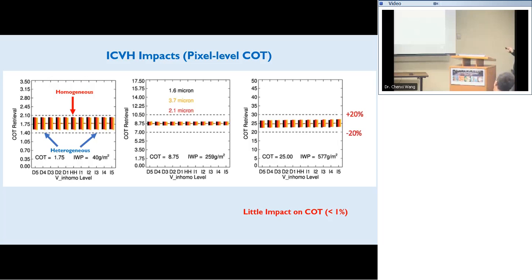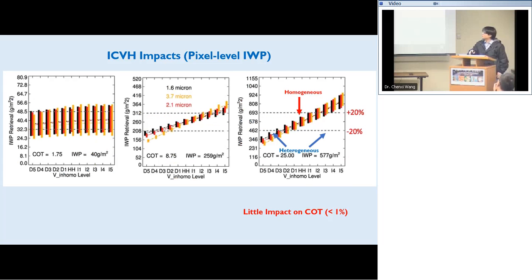So you can see that here, the error bar means retrieval uncertainty, and the different colors mean retrievals using different channels. You can see that for COT retrieval, there's very little impact from the ICVH. The curve is always flat. It is independent of ICVH. But for IWP, that's a totally different story.